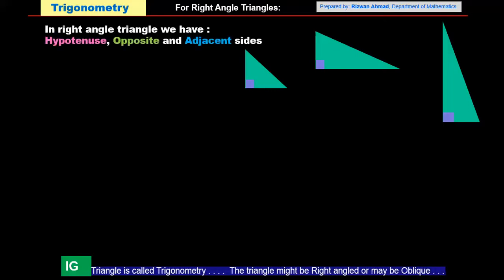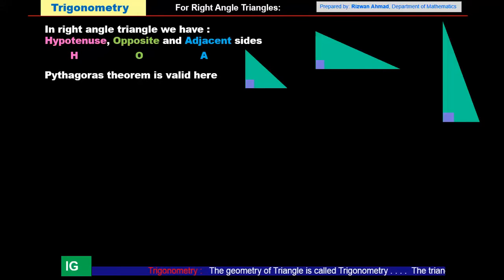So in right angle triangles we have hypotenuse, opposite and adjacent sides. Three sides: hypotenuse, opposite and adjacent. We will denote it with the symbols H, O and A. So here the Pythagoras theorem is valid because the side opposite to the right angle is hypotenuse.